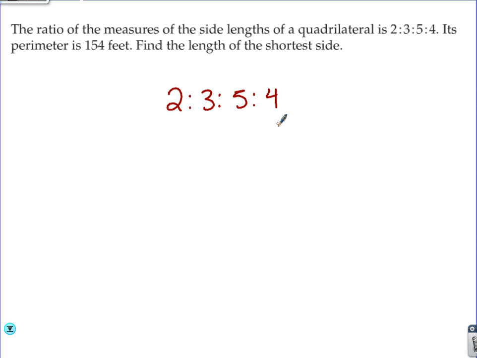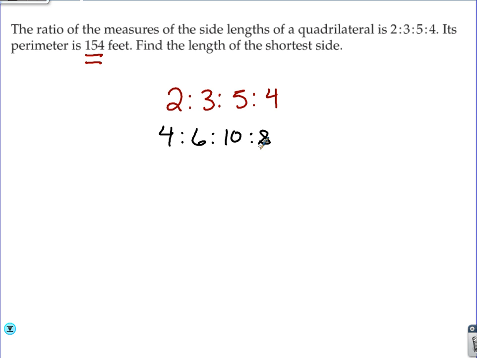It says here the perimeter is 154, not 14. That's not the side lengths. The side lengths could be, let's talk about all the things it could be. It could be 4, 6, 10, and 8. Now, where in the world did I get that?